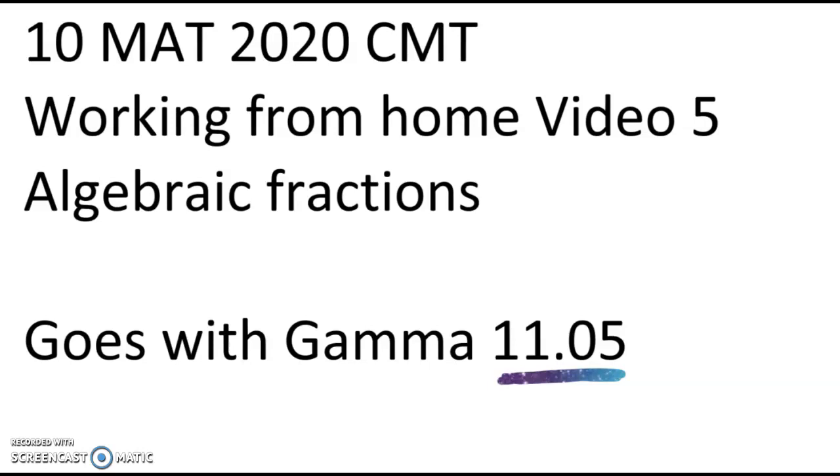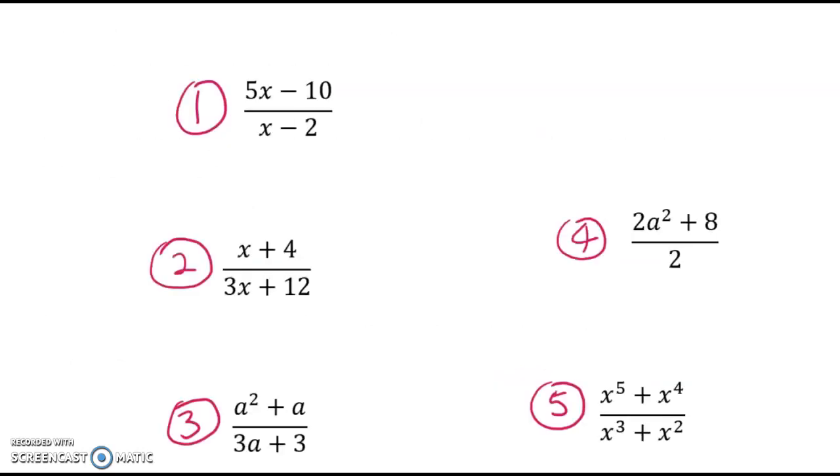This exercise goes through the next step of algebraic fractions. It goes with Gamma Chapter 1105, the first half of that exercise, because we're not factorising quadratics just yet, and that's what comes up in the second half.